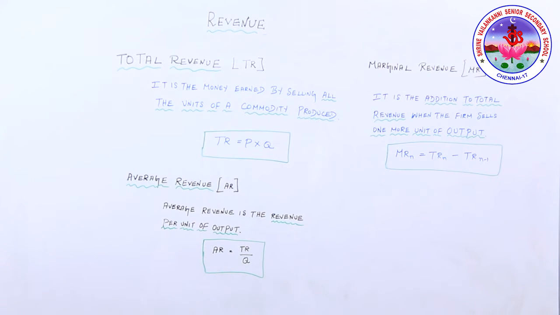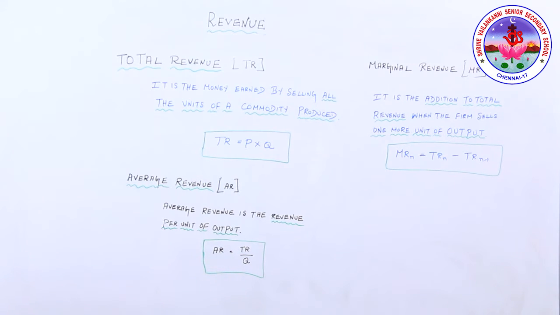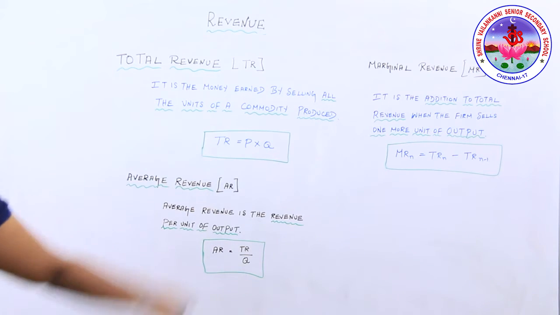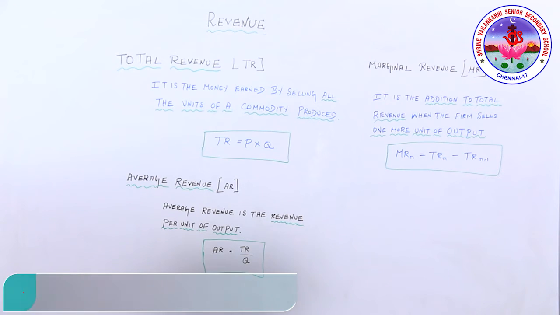Now marginal revenue. It is the addition to total revenue when the firm sells one more unit of output. So marginal revenue is nothing but the additional revenue generated from the sale of an additional unit of output. Just look at the equation for marginal revenue: MRn equals TRn minus TRn-1.